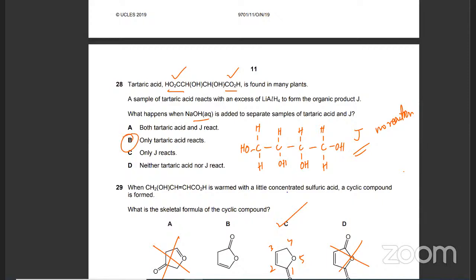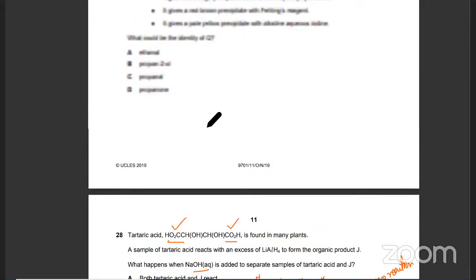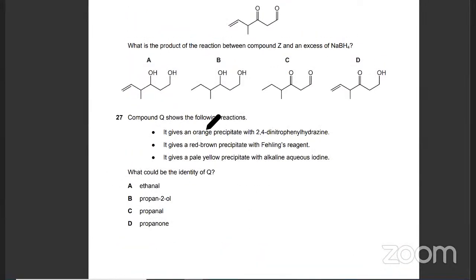Is this clear? Yes. So then I have compound Q, which shows the following reactions. It gives an orange precipitate. Who gives an orange precipitate with 2,4-DNP? Aldehyde or ketone. Yes, so a carbonyl. So it's got some sort of C=O bond. It gives a red precipitate with Fehling's. So is it an aldehyde? Yes, that means it's an aldehyde.